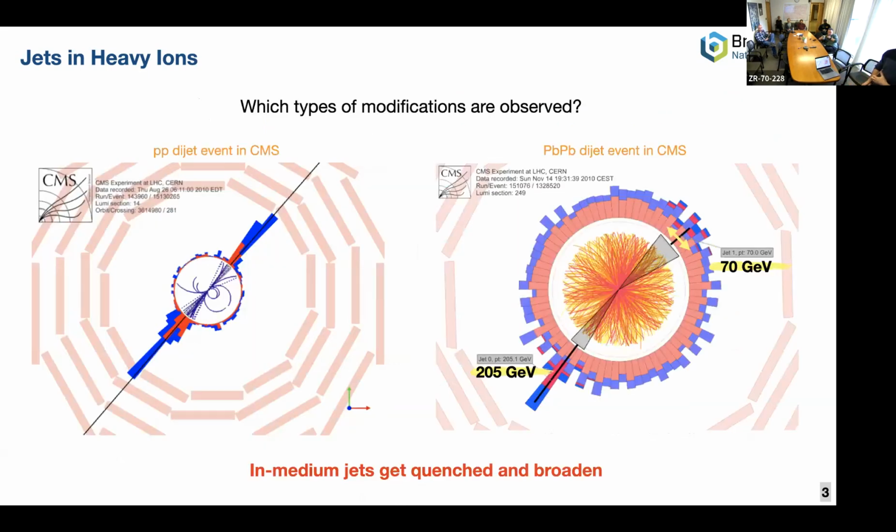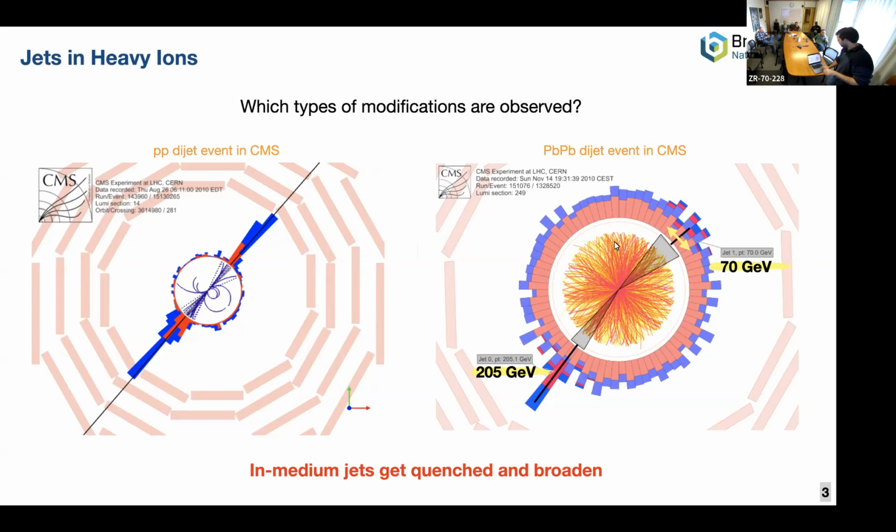Okay, so the main modifications to the jet are illustrated in this picture. On the left-hand side, what I'm showing is a jet event detected by CMS, and what you see is the jet going back to back. All the particles in these events are collimated into this region, and once you identify all of these particles with some algorithm, this is what we call a jet.